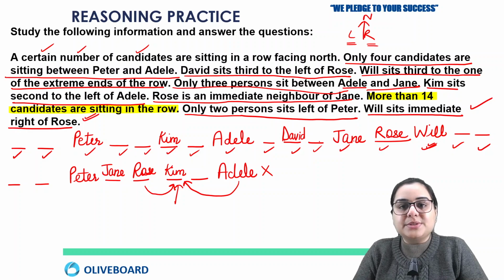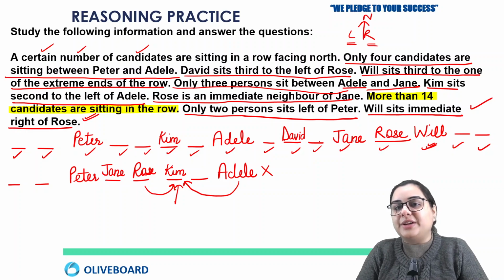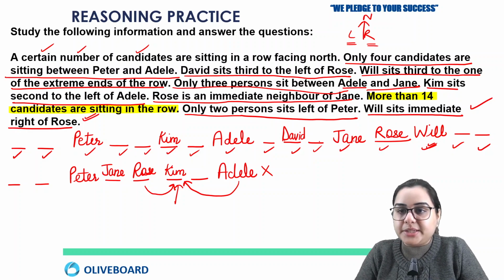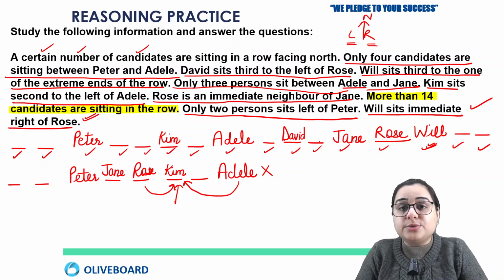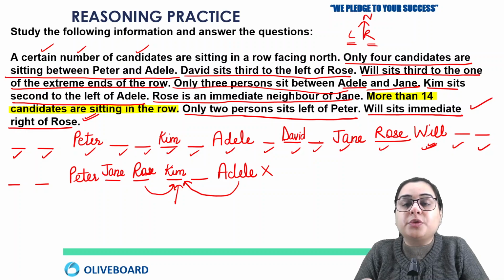Now this used the concepts from the chapter of ranking and sitting arrangement, and this type of question is very common these days, where he is going to ask you for the number of candidates.